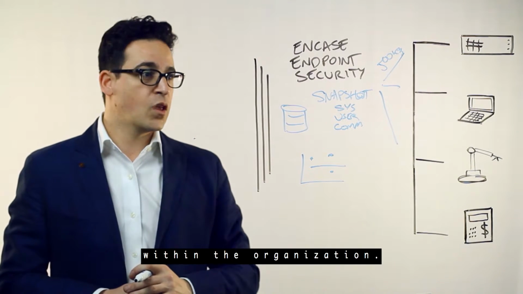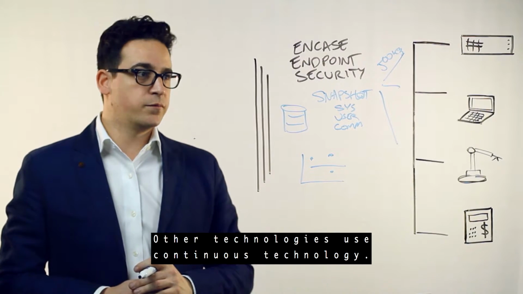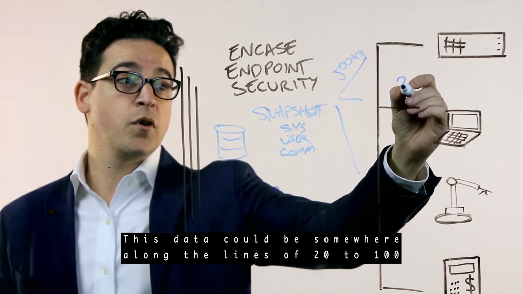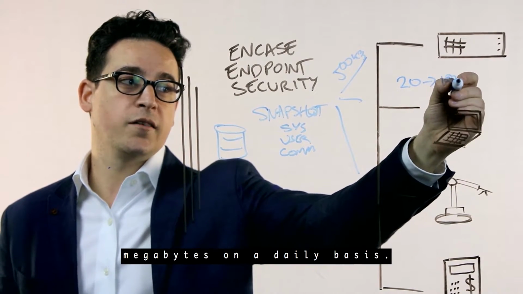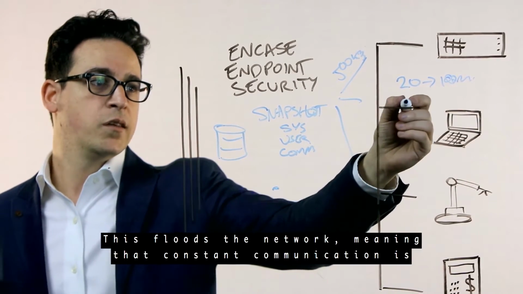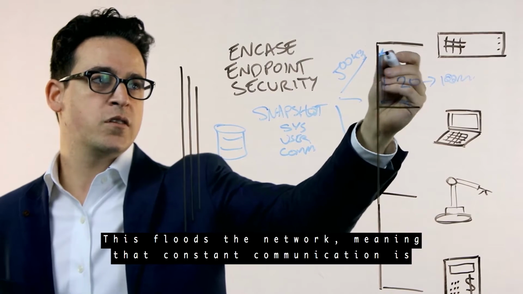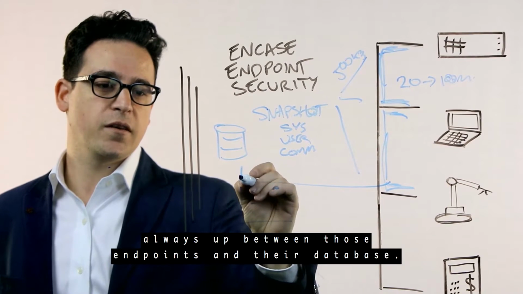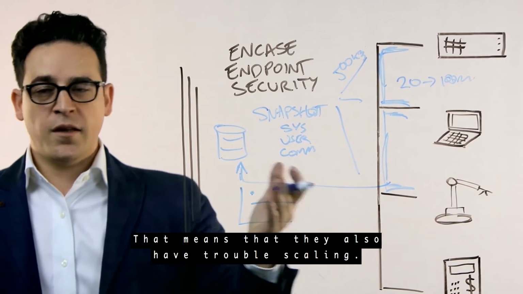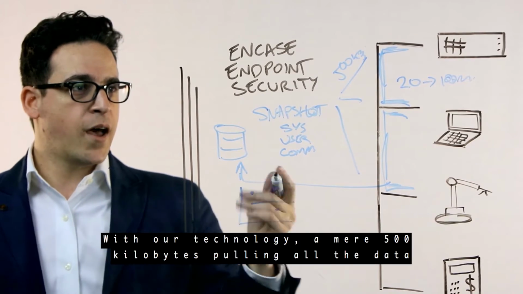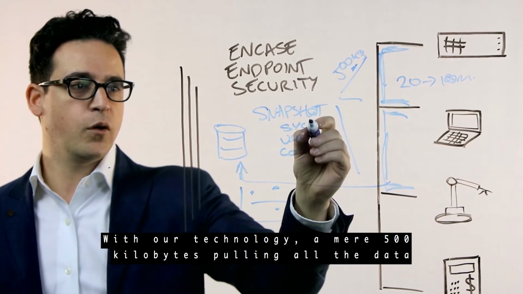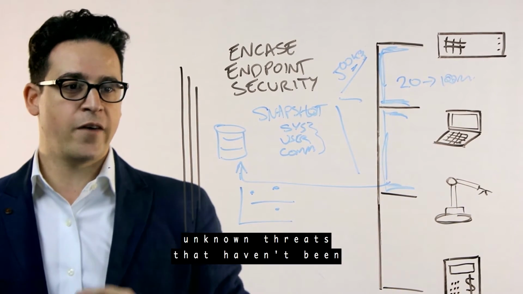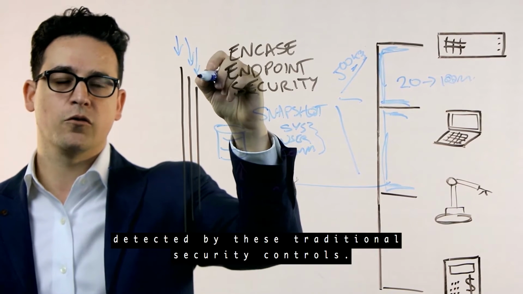Other technologies use continuous technology. They're continuously gathering data from each individual endpoint. This data could be somewhere along the lines of 20 to 100 megabytes on a daily basis. What does this do? This floods the network, meaning that constant communication is always up between those endpoints and their database. That means that they also have trouble scaling. With our technology, a mere 500 kilobytes, pulling all the data back from the endpoint, we're able to, at scale, detect unknown threats that haven't been detected by these traditional security controls.